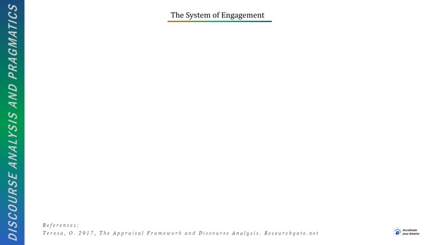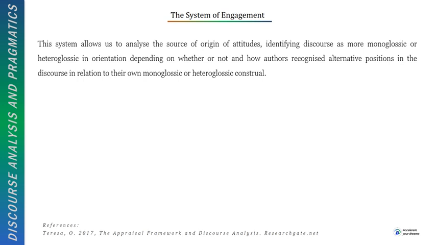Now, let's look at the system of engagement in the appraisal framework. This system allows us to analyze the source of origin of attitude, identifying discourse as more monoglossic or heteroglossic in orientation, depending on whether or not and how authors recognize alternative positions in the discourse in relation to their own. Now, what do we mean by the monoglossic and heteroglossic construct?